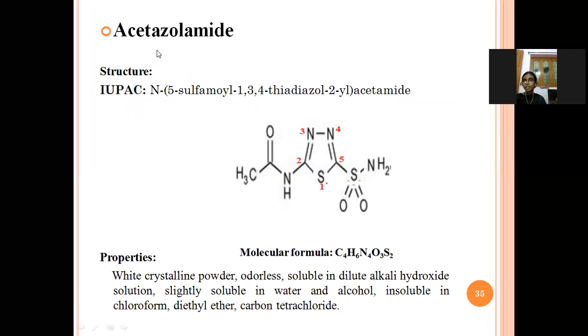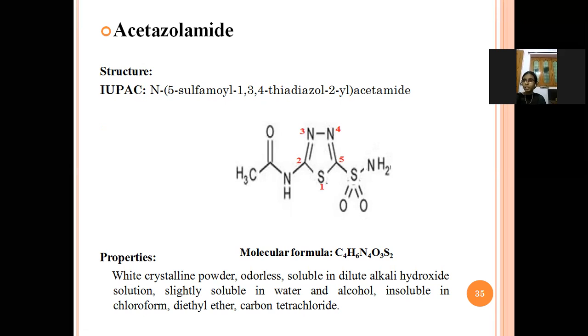Next drug is acetazolamide. So this is the structure of acetazolamide. If you see the IUPAC name, N, 5-sulfamide, 1, 3, 4, thiadiazole acetamide. Thia means sulfur, aza means nitrogen. 2 nitrogen atoms are there, so diazole. So the structure name is 1, 3, 4, thiadiazole.